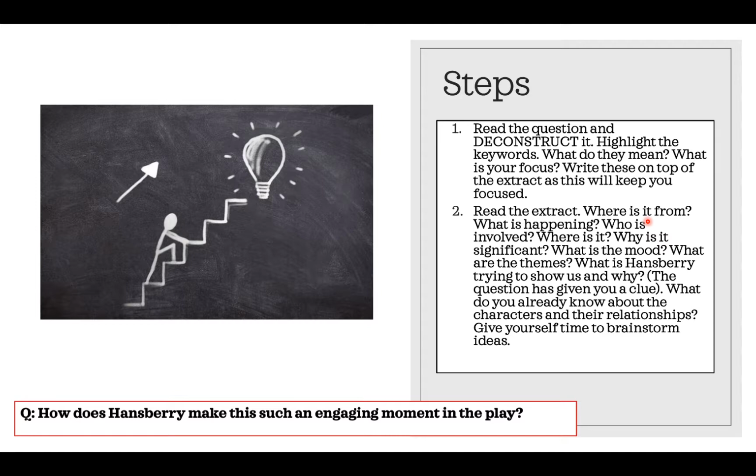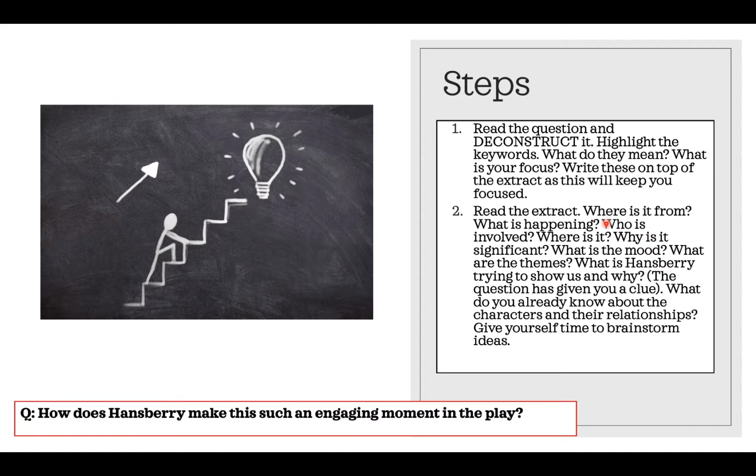So what position are the characters in? What frame of mind are the characters in? What's happened to relationships up until this point? So again, reading through the play a few times will help you to be able to do this. So what is happening? What do you see? Is there a key event that you can comment on? Is there something that we're moving towards in the extract? Who is involved? Most likely you won't have all characters involved in the scene, but who is involved? What do you already know about these characters, how they interact with each other, their relationship, or even their own personal journey? Where is it?